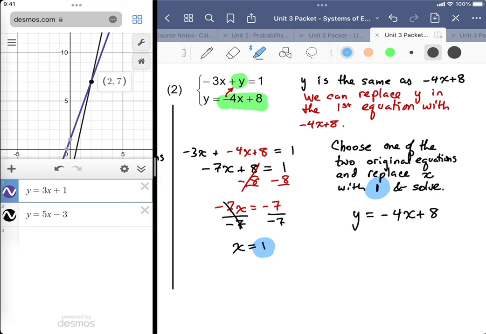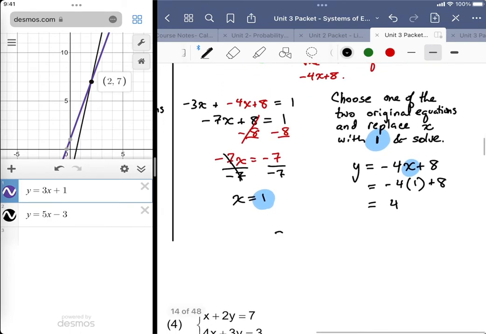If I choose the equation that has y all by itself, then it's going to be an easier computation because all I'd have to do is plop in a 1 here for x, and we get a result of 4. We have x is equal to 1, y is equal to 4, so we have our solution, 1, 4. X comma y. Always the x first, followed by the y.